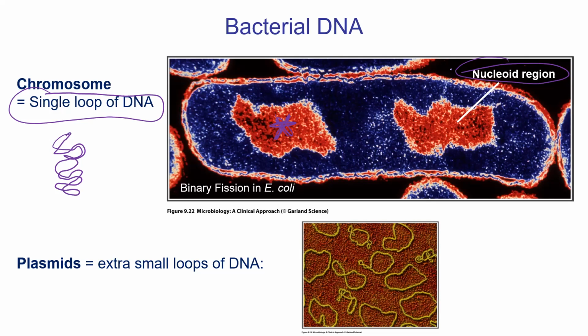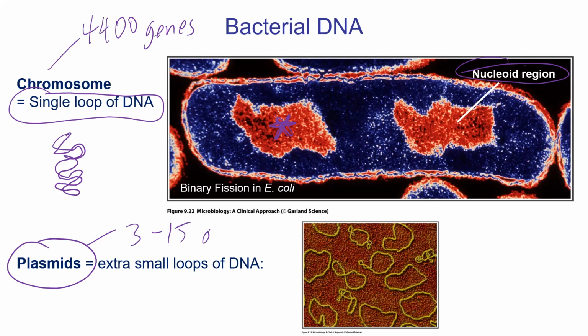Now, most bacteria have one chromosome, but a lot of them also sometimes have what you could think of as a kind of mini chromosome. These mini chromosomes are something called a plasmid. So a normal chromosome, in the case of E. coli, has maybe around 4,400 genes. A plasmid has anywhere from 1 to 15 genes, maybe 3 is more common. So it's very, very small.